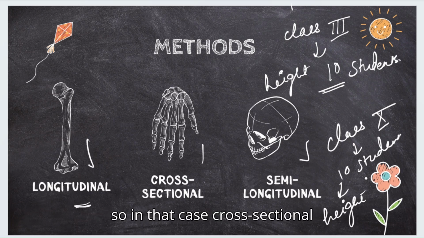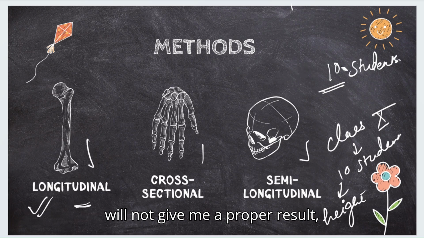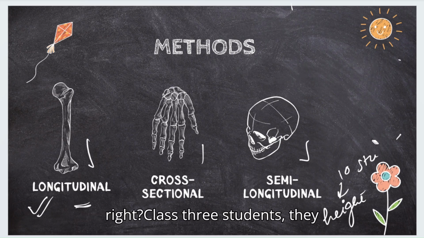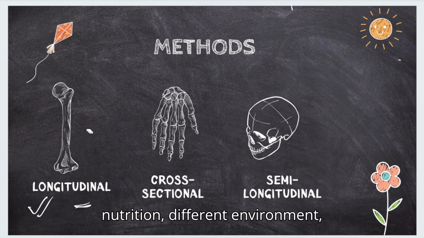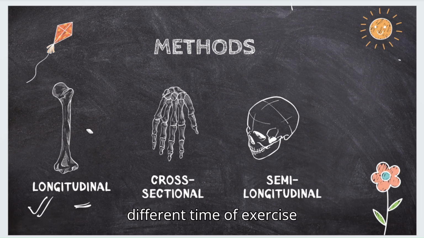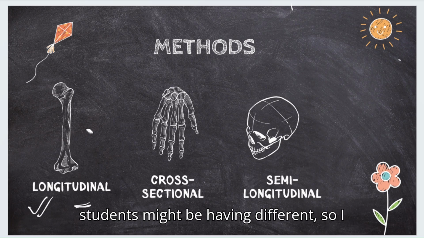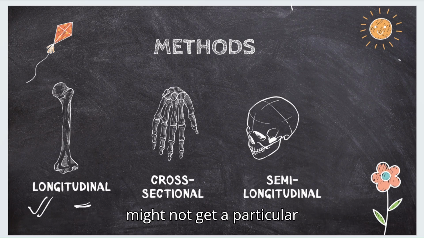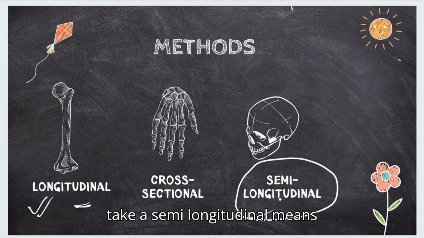In that case, cross-sectional studies have an advantage over longitudinal studies. But someone may say it will not give me a proper result, right? Class 3 students have different nutrition, a different environment, different timing of exercise or anything like that, and class 10 students might be having different ones. So I might not get accurate data of how it is changing. In those conditions, I can take a semi-longitudinal approach.